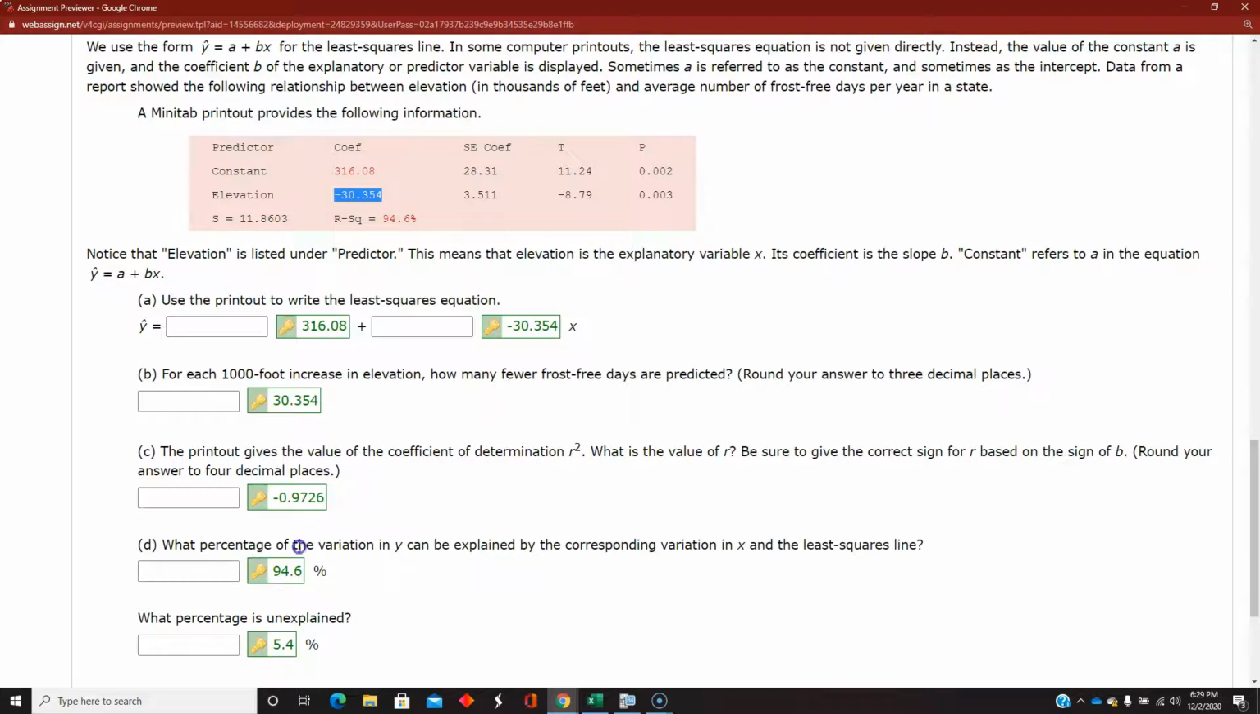And then here's a question on percent of variation. That's coming straight from the value of r squared. And if that percent is explained, then 100% minus that percent is unexplained. So pretty straightforward here, not many calculations to do whatsoever, because on this problem they've already done the number crunching for us.